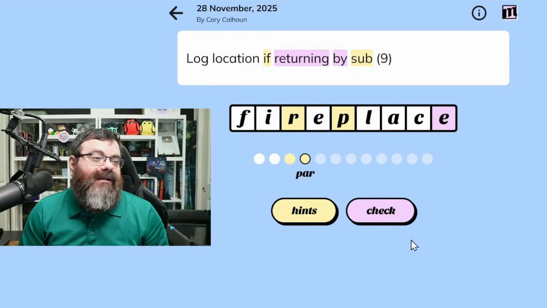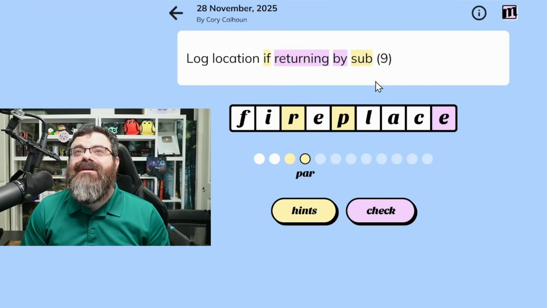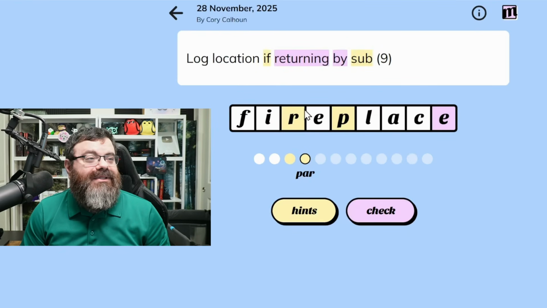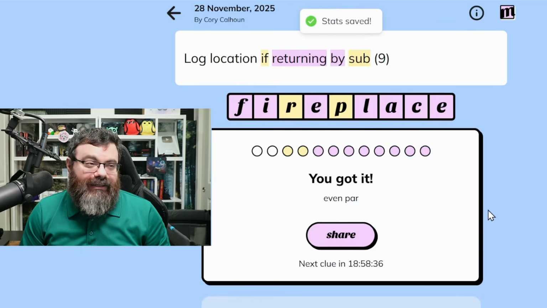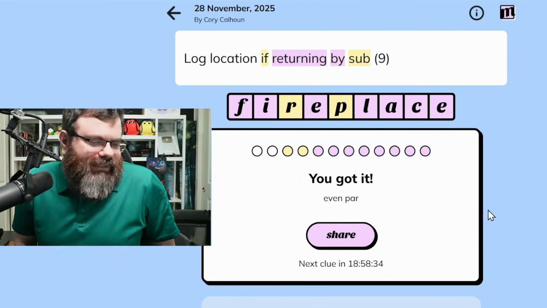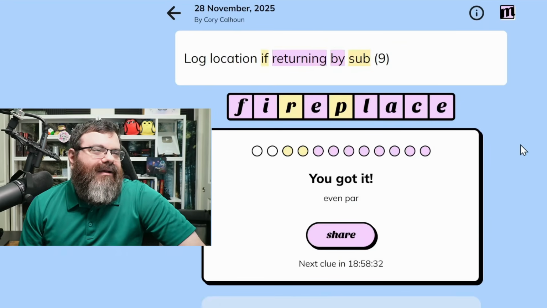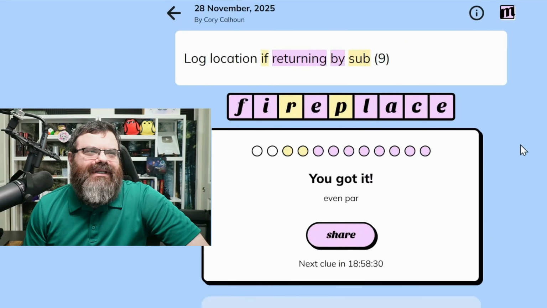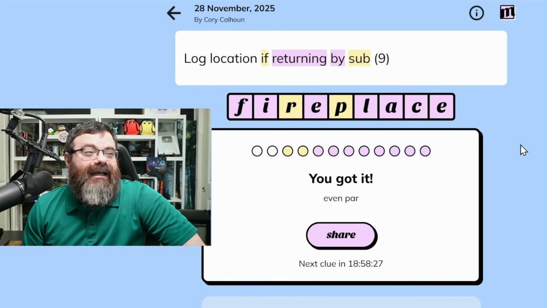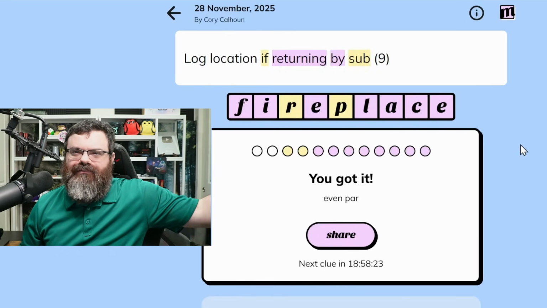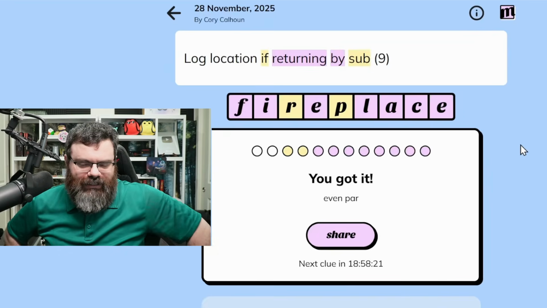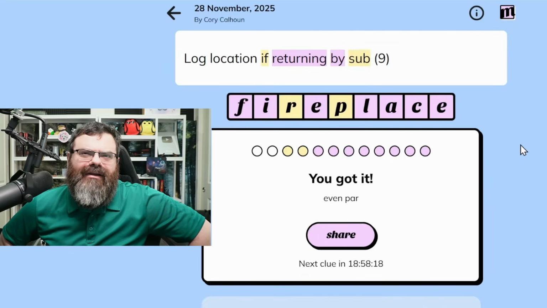Fireplace. Oh, okay. And to substitute. Substitute is not one of the definitions I thought of, but to substitute is to replace. So fireplace is a log location. Okay. Yeah, I can see why the par was 4 today. Really tough one, just because of how many different definitions there are of sub. And I didn't really think of logs going into a fireplace. I think of logs as being much, much larger objects, but I do think they are still called logs when you put them in the fireplace.